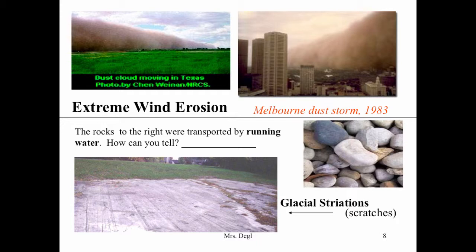So here is extreme wind erosion, the big dust storm of 1983 that happened in Texas that you've probably learned about. The rocks to the right were actually transported by running water. So how can we tell? If we look at them, see how smooth and rounded they are. They're not sharp and jagged. Whereas over here, these are showing glacier scratches.